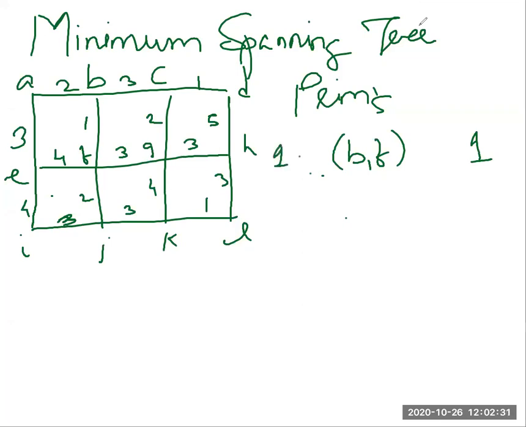Now consider the edges which are incident on B and F. So edges incident on B and F are AB, EF, FG, and BC. Out of that, consider the edge which is minimum. So AB is minimum. So we'll consider the edge AB. So the second edge that we can consider is A comma B. Now the weight is, let's say, 2.